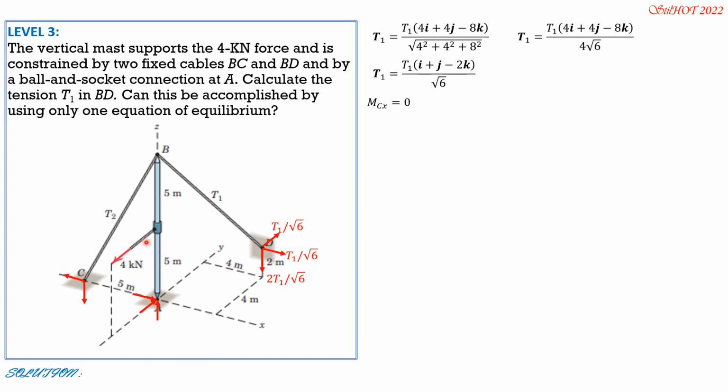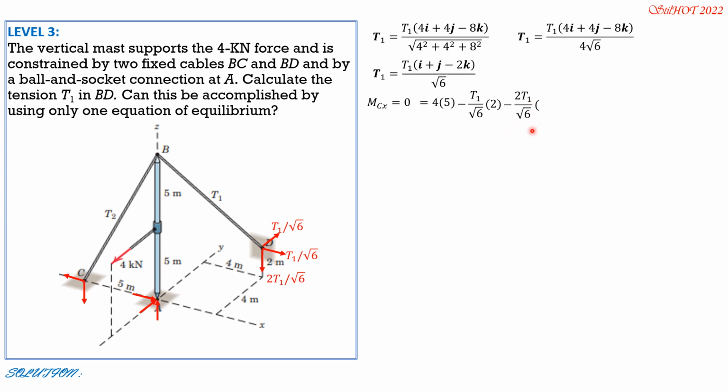So it is 4 times 5 equals 4 times 5. Then this component is minus because it is in that sense. Minus T1, the Y component, T1 over square root of 6 times 2. The moment arm is 2 about X. Then the Z component is also minus because it is in this sense of moment. Minus 2 T1 over square root of 6, the moment arm is 4.